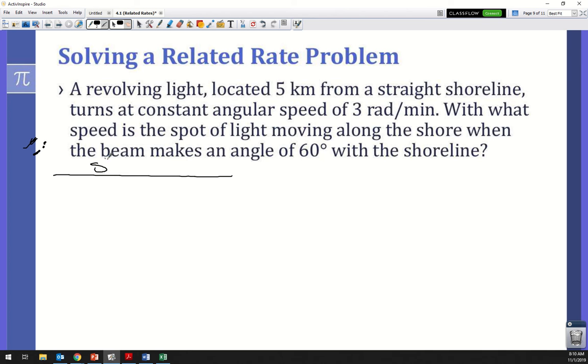Here's my shoreline. Okay, 5 kilometers. Here's my light. So this is my lighthouse, or light thingy or whatnot. Okay, located 5 kilometers from a straight shoreline. Turns at a constant angular speed. So it's an angular speed, so that's going to be a d theta dt, which is going to be 3 rad per minute. 5 kilometers is going to be the distance from the shore to this light.